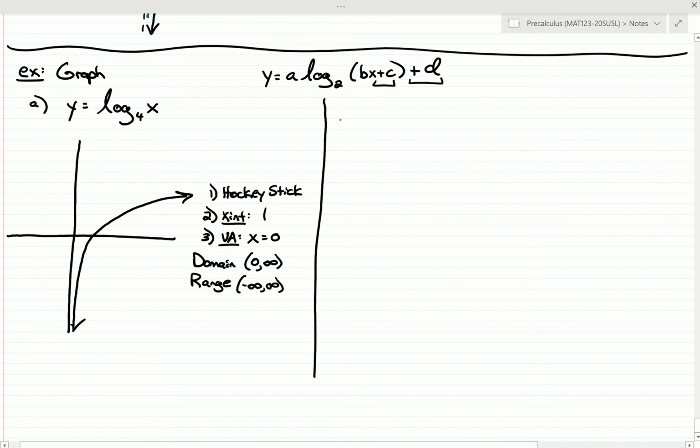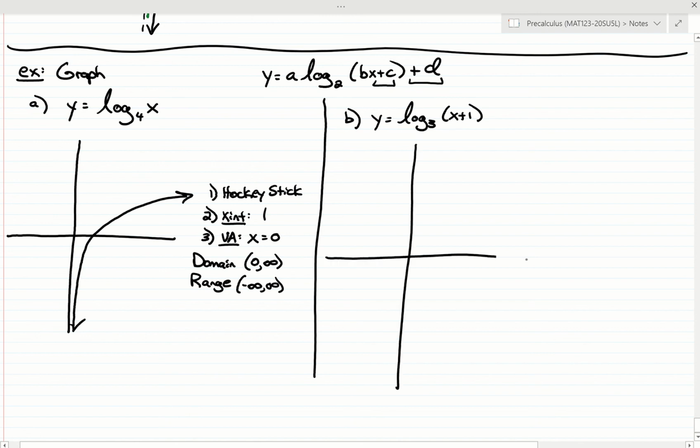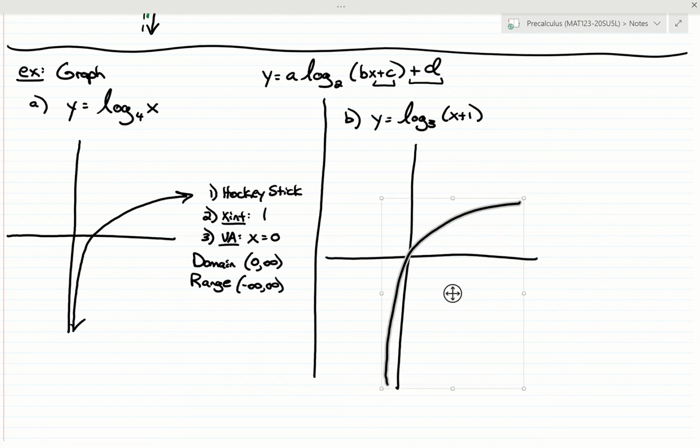Let's translate that a little bit. What if I asked you to graph y is equal to log base 3 of x plus 1? We always start with the parent graph. This is what the parent graph looks like. Now 3 would be a little more steep. The steepness doesn't make a difference to me as long as it looks like a hockey stick. But we do have that plus 1 on the inside. So when you have a plus 1 on the inside, that actually moves to the left 1 unit. Anytime you have a graph and you put plus 1 on the inside, it goes to the left 1.